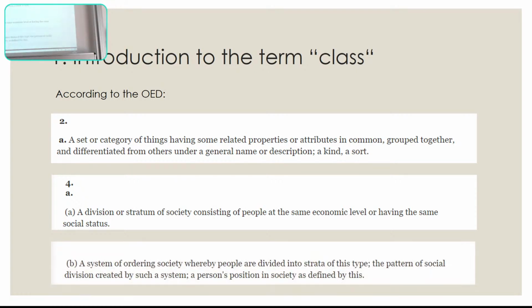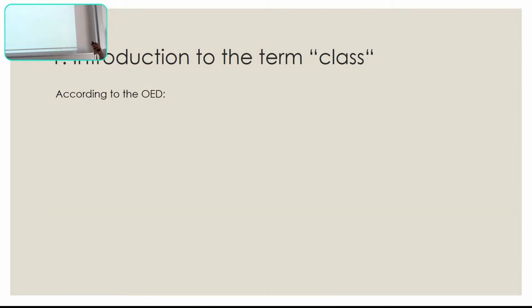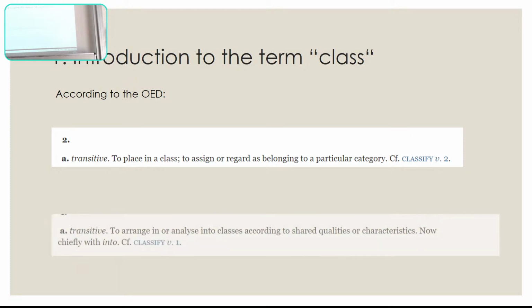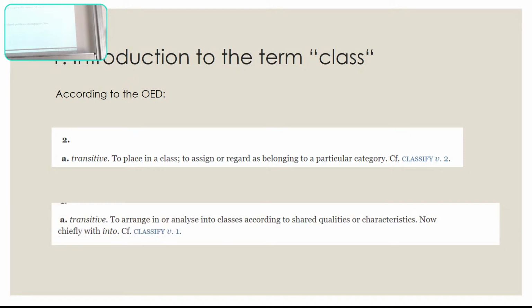Or a system of ordering society whereby people are divided into strata, the pattern of social division created by such a system, and a person's position in society. And of course we also have the verb to class, so we can place someone in a class, we can assign, regard as belonging to a particular category, and to arrange in or analyze into classes according to shared qualities or characteristics.